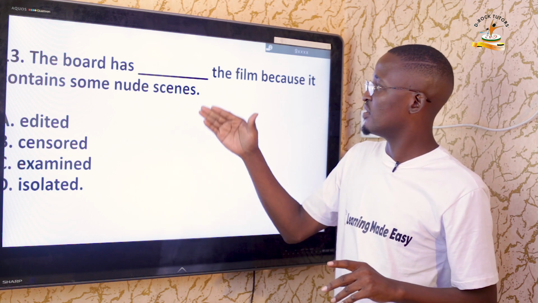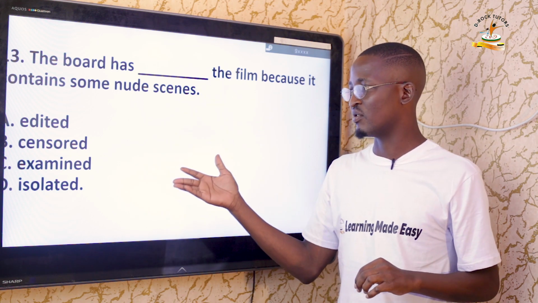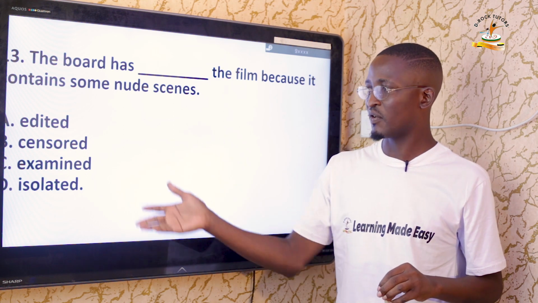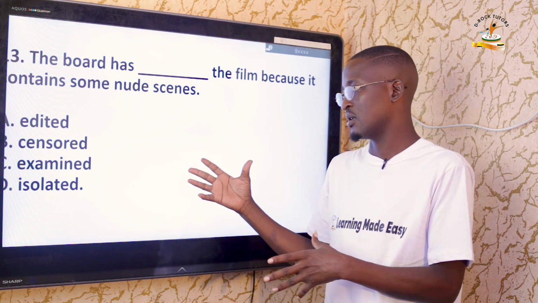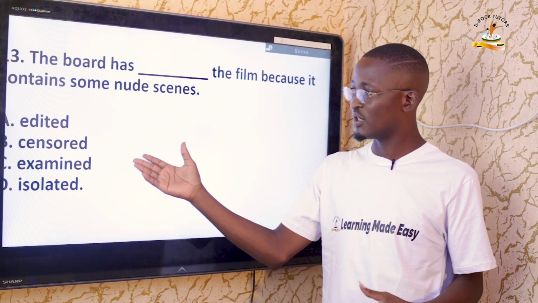So now, the board to a film: edited, censored, examined, isolated. Of course, you censor a film so that at least you get it controlled. Censored, that is option B.